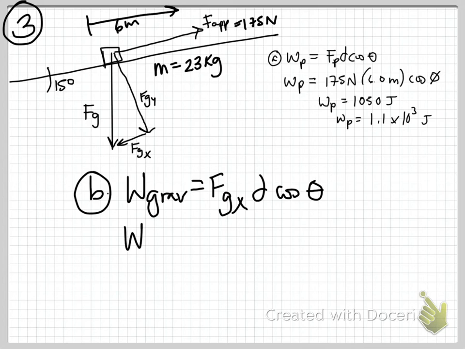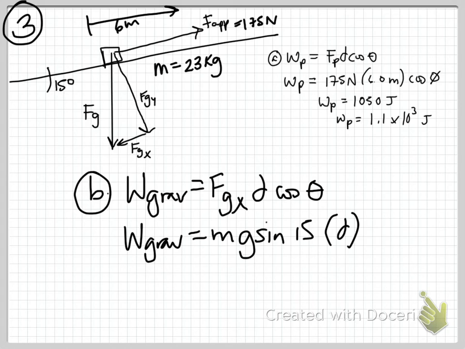So the work done by gravity equals mass, gravity, sine of 15 times d times cosine of 180. What is the cosine of 180? -1. It just makes your work negative. Because, of course, gravity is doing negative work on the box. The pusher's doing positive work on the box. Gravity's doing negative work on the box.